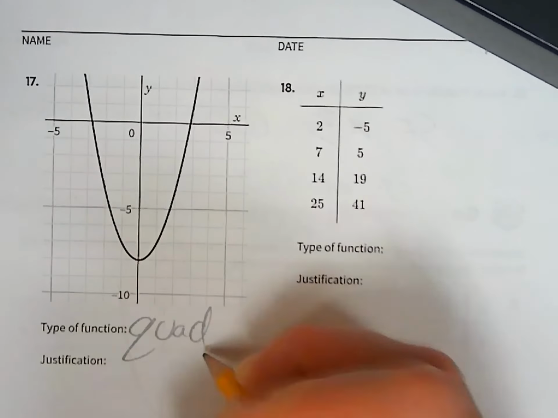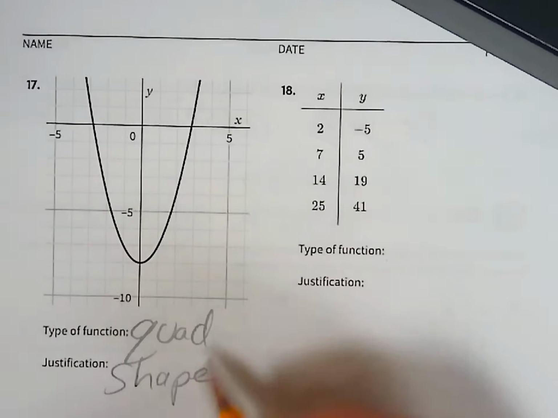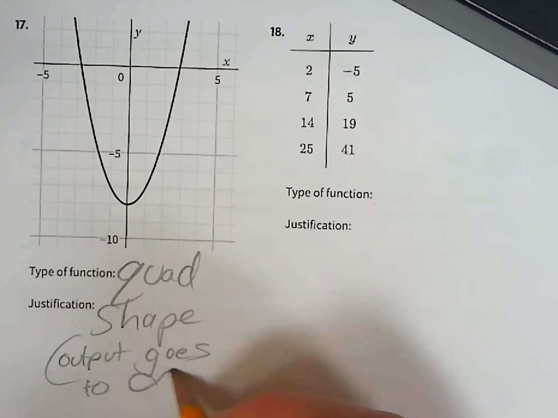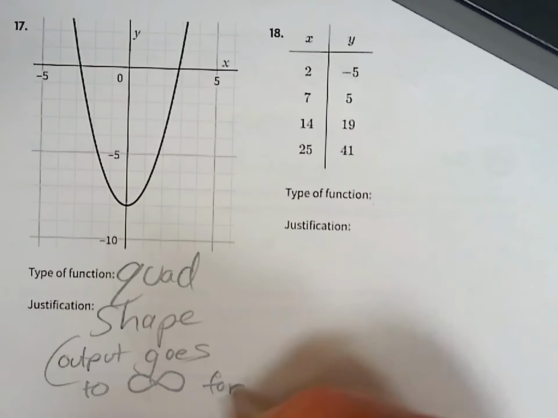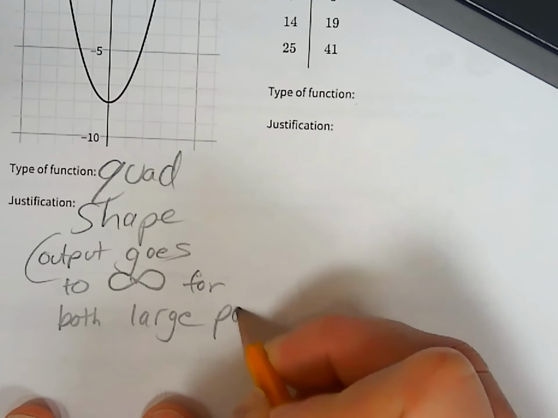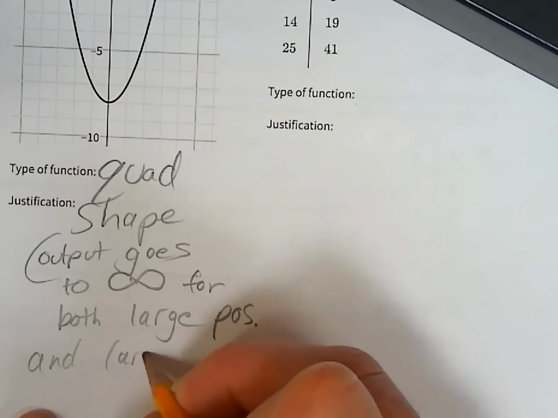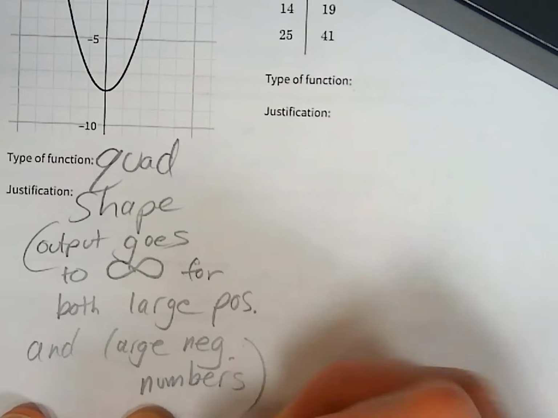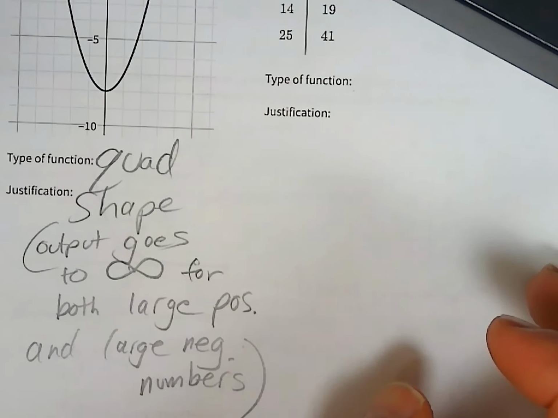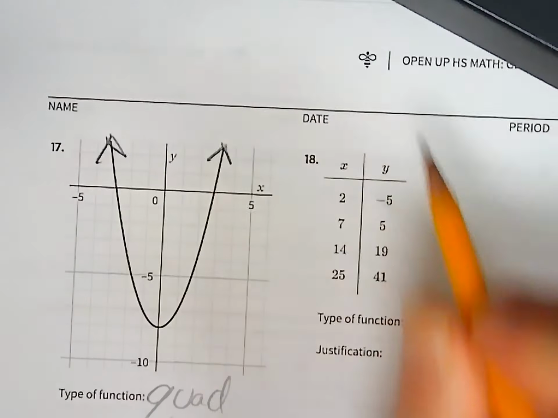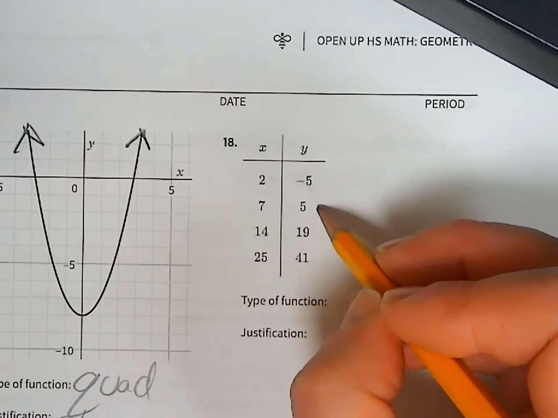Quad, shape, quadratic, output goes to infinity for both large positive and large negative numbers. You know, it's a parabola. I mean a parabola.